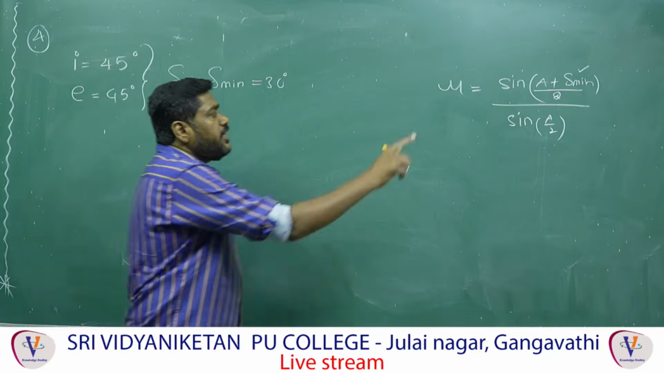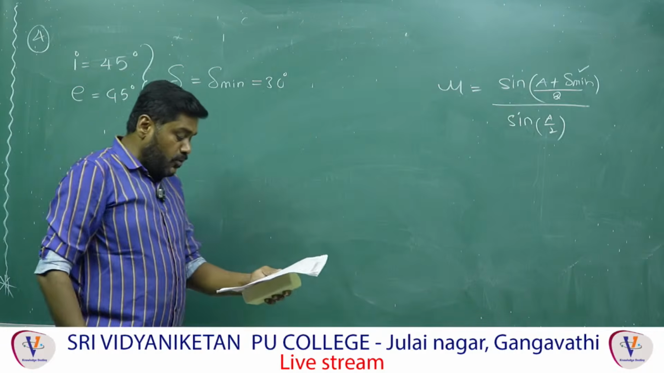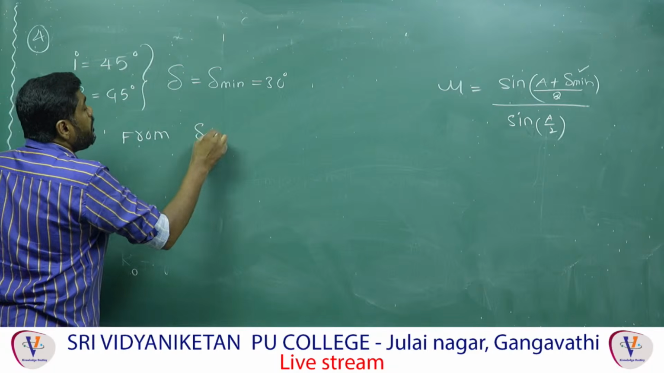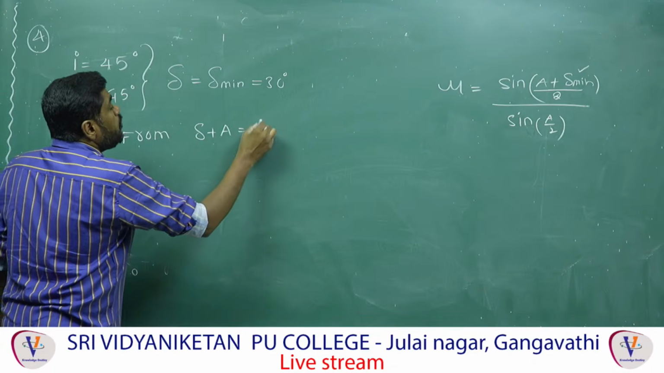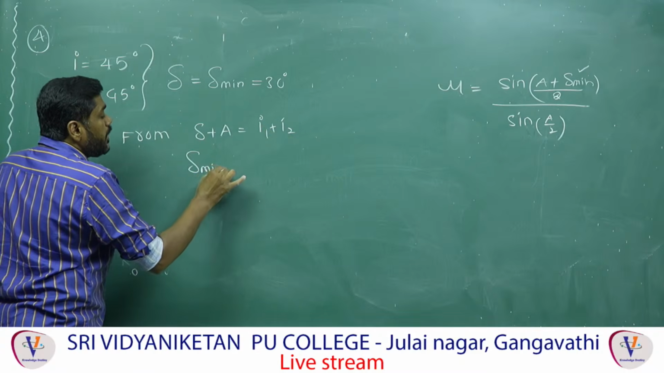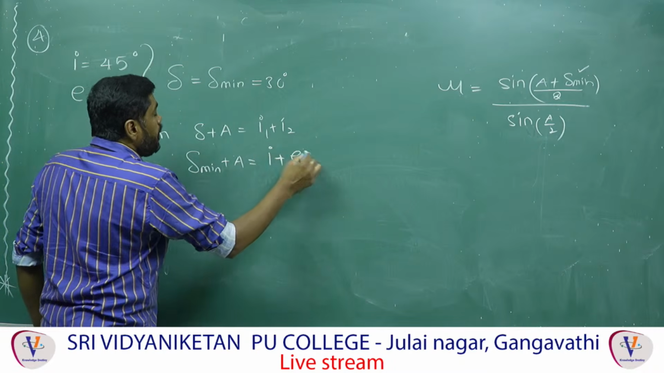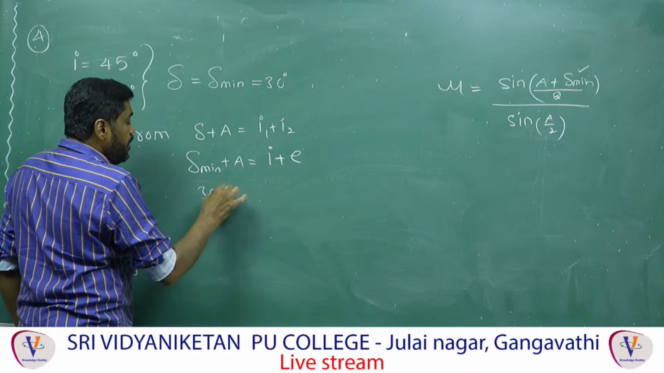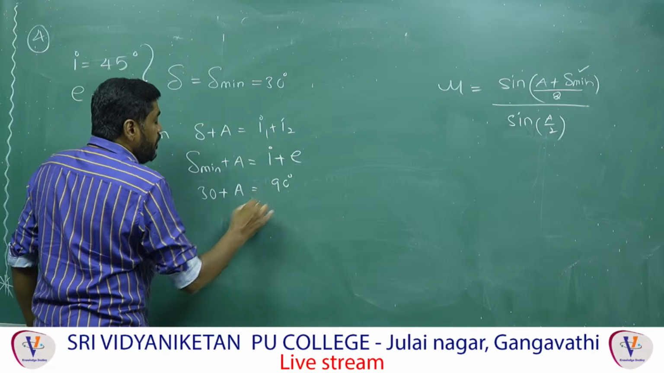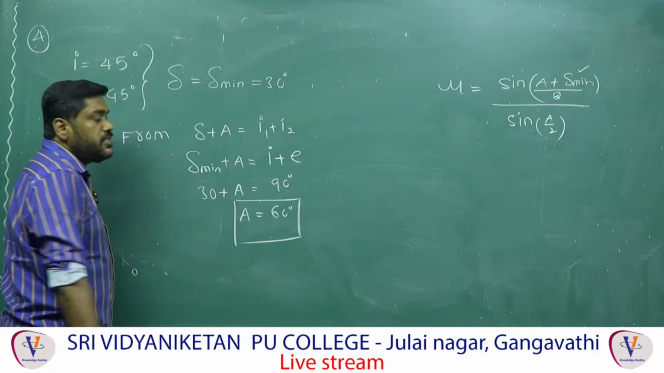Before finding the refractive index mu of the given prism, we have to find the A value. What is the relation? From the relation, delta plus A is equal to i1 plus i2. Therefore, delta is nothing but delta minimum. I am taking that, so plus A, i1 is equal to i2, nothing but i plus e, which is 90 degrees. Therefore, the angle of prism is 60 degrees. We got it. This is the angle of prism.